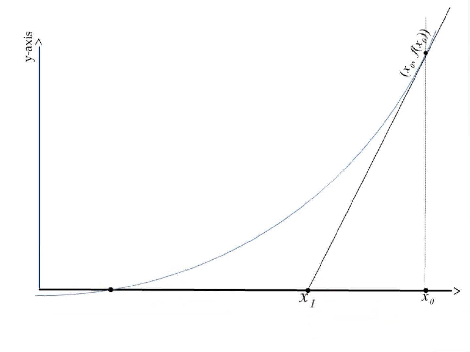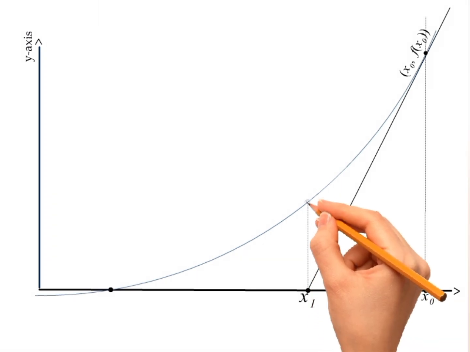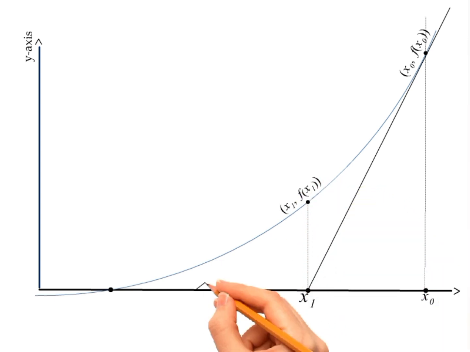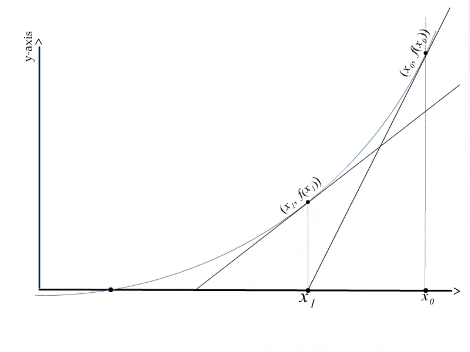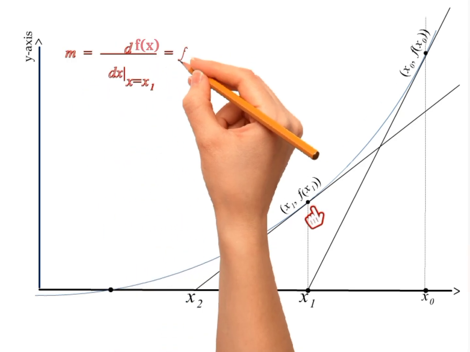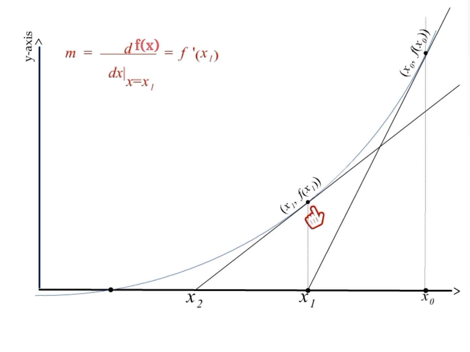Again, we consider the point x sub 1. Produce a vertical line to meet the function f. This point has the coordinate x sub 1, f sub 1. We draw a tangent to this point just as we did for the first point. Label the point of intersection of this tangent line with the x-axis as x sub 2. The gradient at this point is the derivative of the function at the point. m equals f sub 1 prime.